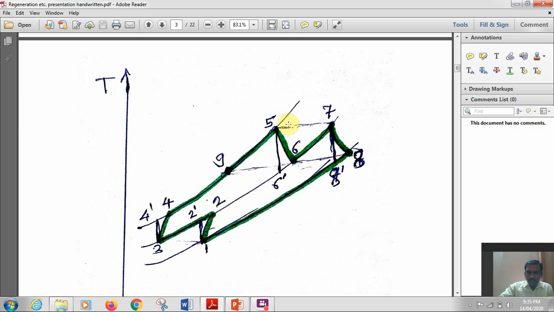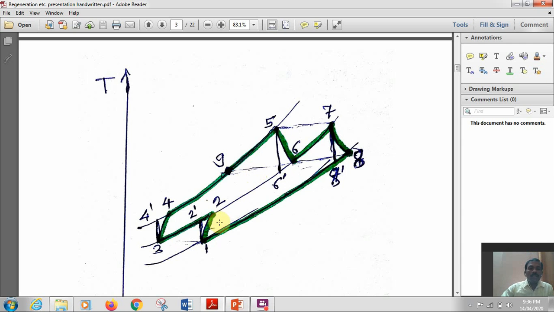Actually, you have to take Cp(T5 - T6) + Cp(T7 - T8) as the turbine work, minus the compressor work, Cp(T4 - T3) + Cp(T2 - T1), divided by Qs, which is equal to Cp(T5 - T9). That's it. Only this thing is required. Now then, what do you have to calculate?